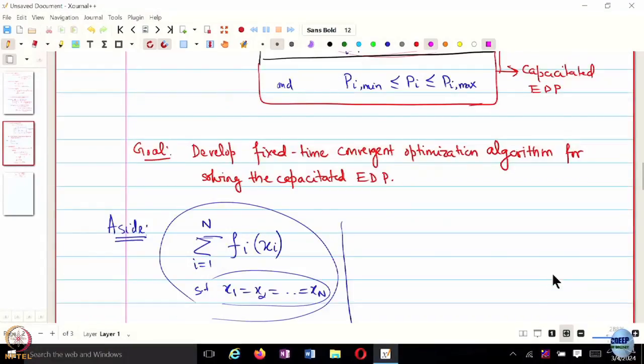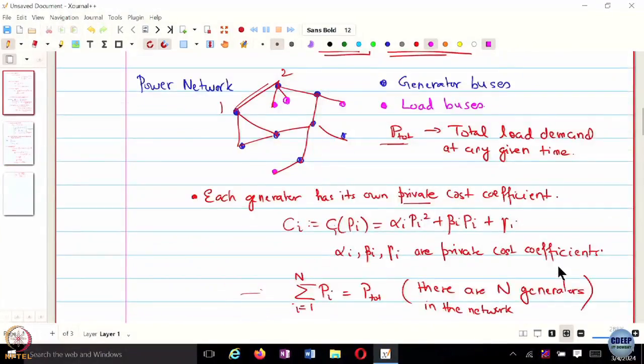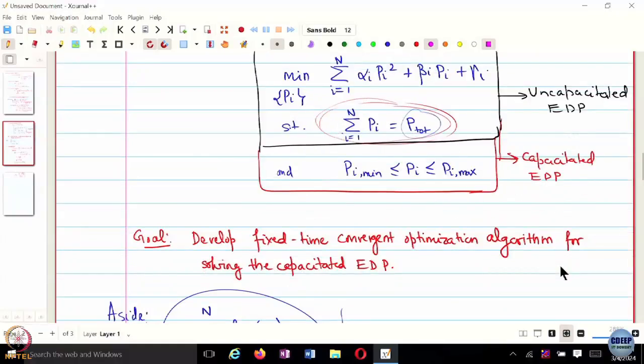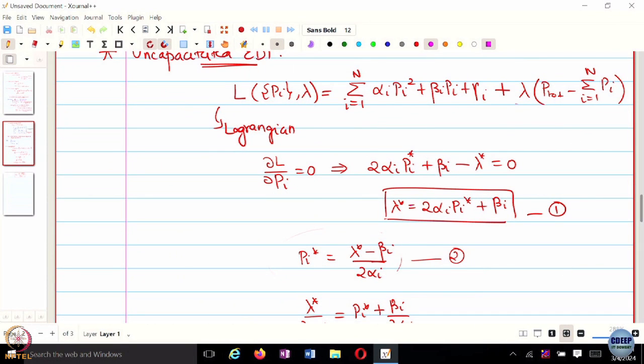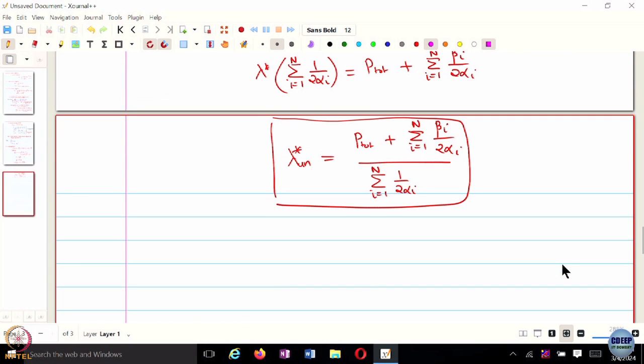So essentially, we need to ensure two things. We need to ensure that there is consensus on lambda, because this particular lambda is going to be shared between different generators, and the dispatch value is going to be this particular quantity, right? So we are going to be ensuring these two things, and this basically gives us our algorithm, and we are going to then look at the proof of the algorithm to show that this algorithm indeed converges in a fixed time. Okay.